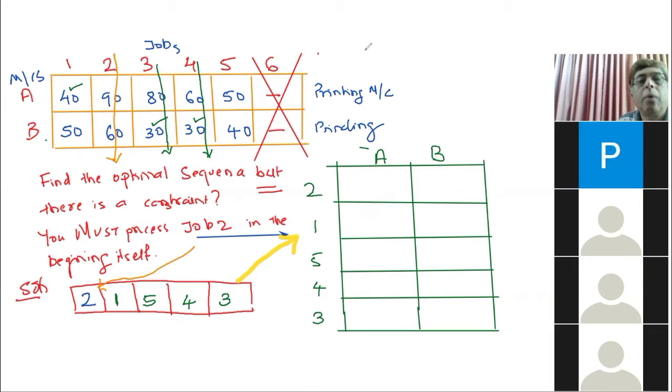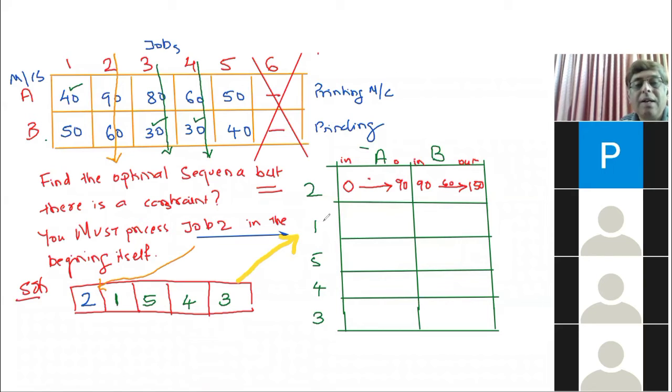Now let me start with the solution. 2, I put it in and out. 2 enters machine A at the 0th minute. 2 requires how much time on machine A? 2 requires 90 hours on machine A. So it will come out at 90. It will enter B at 90. Job 2 requires how much time on B? It requires 60. So it will become 150.